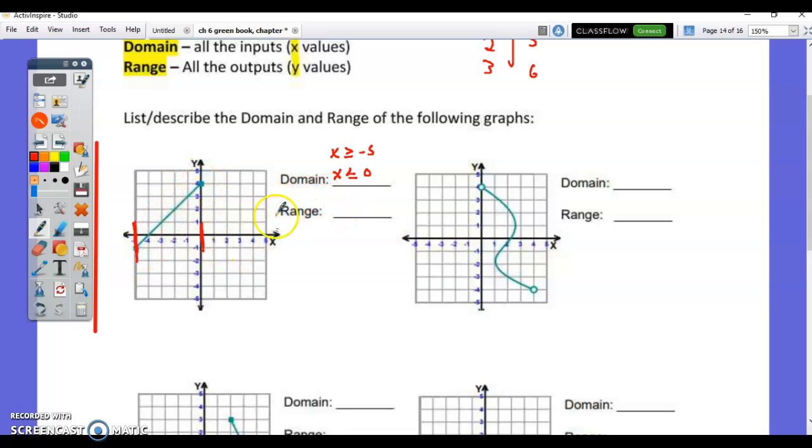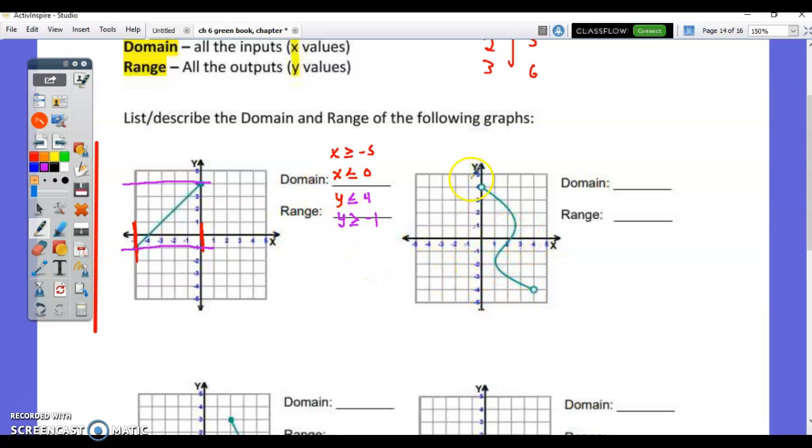Now when we're talking about the range, that's our y values. So we're going to be comparing the y values that this graph covers. If I look at this, it looks like it goes from 4 all the way down to -1. And because it's a filled in circle, it includes those numbers. So in this case, y is all numbers less than or equal to 4 and greater than or equal to -1. So that's how we would list our domain and range.